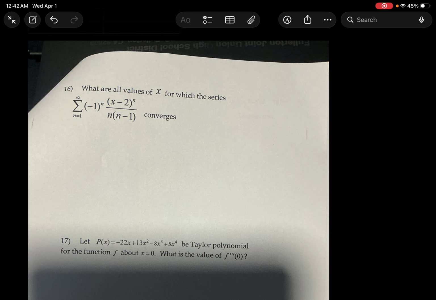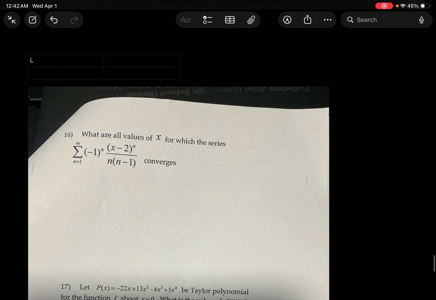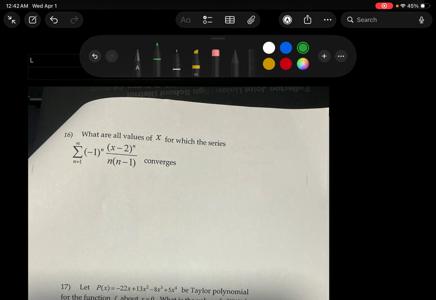What are all values of x for which this series converges? I can tell that we could definitely use alternating series, but we're trying to find values. Alternating series just proves that it either converges or diverges, so that does not apply. Integral test, I wouldn't use it here. This is a P series, but there are too many variables here. So best test, ratio test.